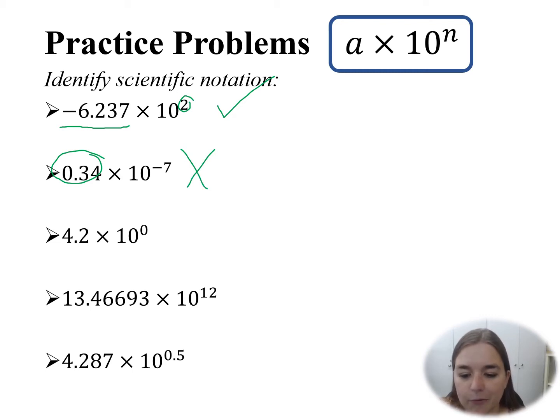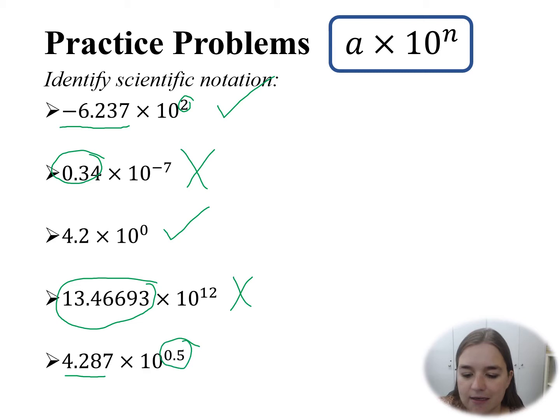This next one here, 4.2 times 10 to the 0, well, I know that 10 to the 0 is 1. So yes, this one is in scientific notation. I would represent 4.2 as 4.2 times 10 to the 0 if I wanted to write it in scientific notation. The next one, again, that a term is not between 1 and 10, so this one is not in scientific notation. The last one, well, my a term is correct, but this n here is not an integer value, so I can't say that that one is in scientific notation.